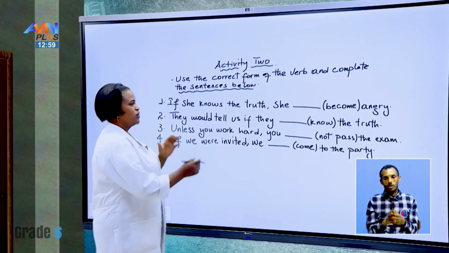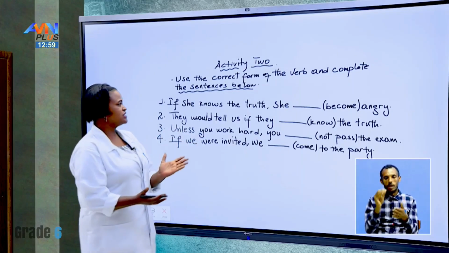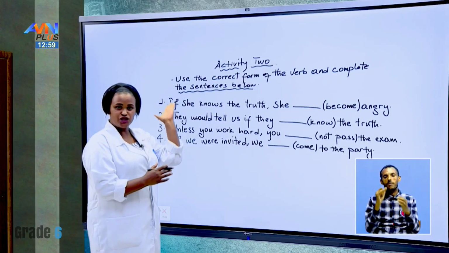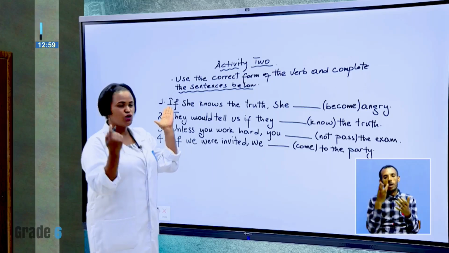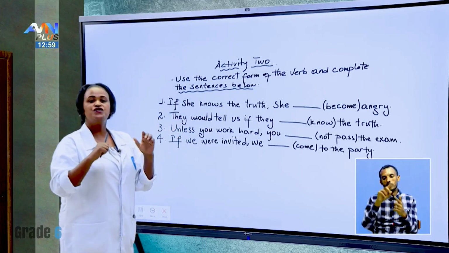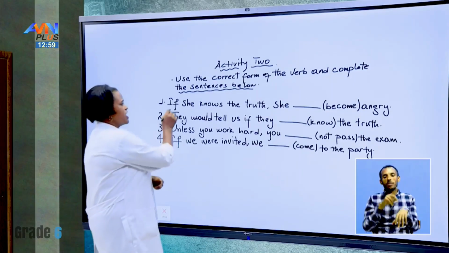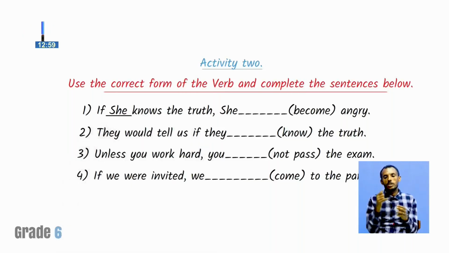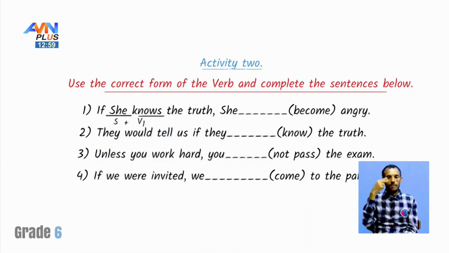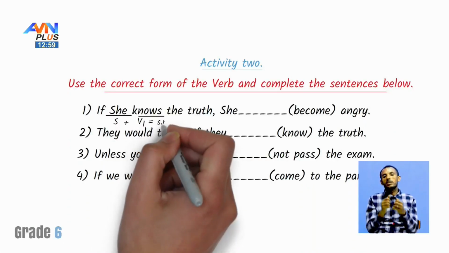Okay? So, in every conditional, we have what? If clause and main clause. This time, which one is complete here? Yes, it is the if clause. The if clause is complete. Now we know that we are requested to fill in the main clause. All right. The second question, how is it completed? I mean, in what tense? Let's see. If, then she, subject, yes, knows, verb 1. So, the if clause is completed with simple present.